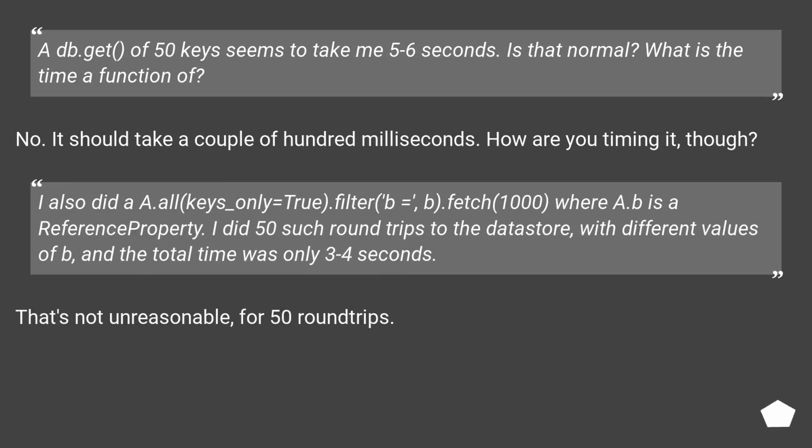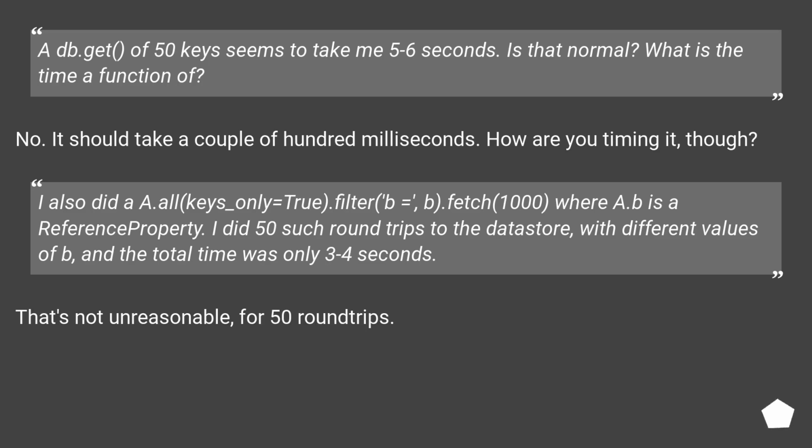A db.get of 50 keys seems to take me 5 to 6 seconds. Is that normal? What is the time a function of? No. It should take a couple of 100 milliseconds. How are you timing it, though?